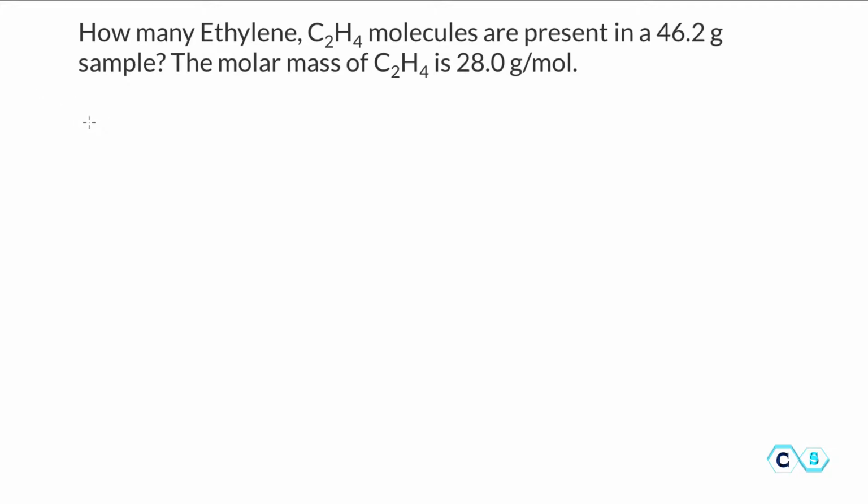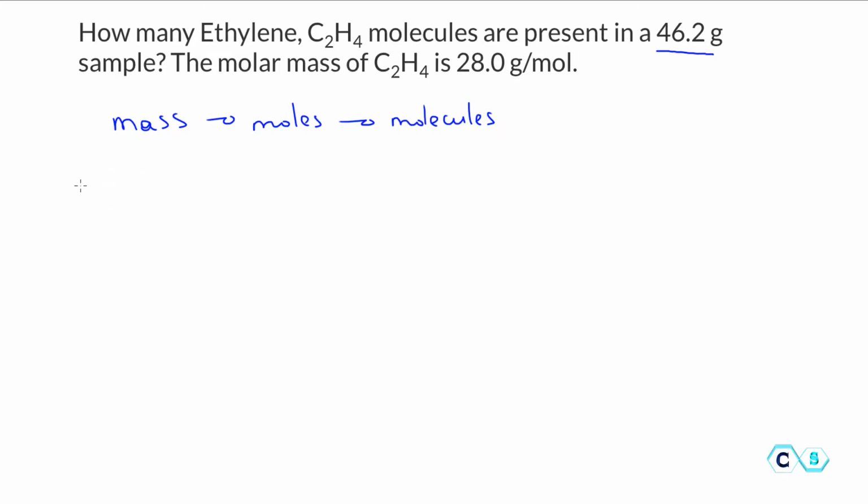In order to determine how many ethylene molecules we have in this sample, 46.2 grams, what we need to do is first we need to find the moles, and then we can find the number of molecules. So the correlation will be: convert the mass first to moles, and then once we know the moles we can determine the number of molecules. Let's do it step by step.